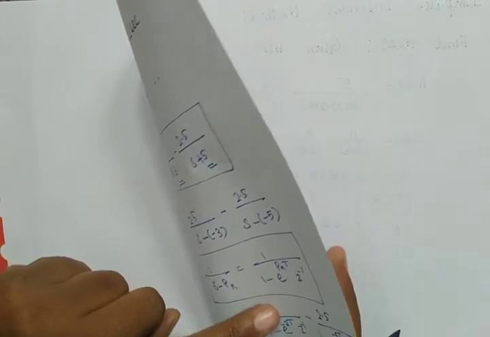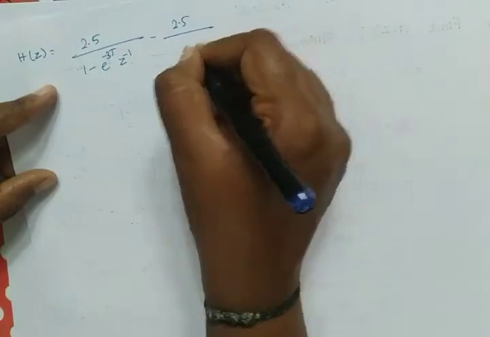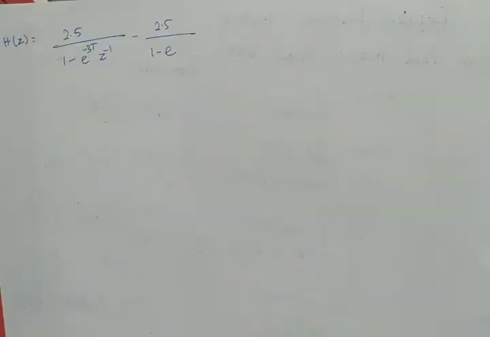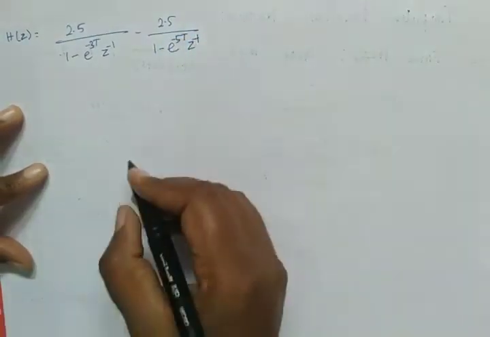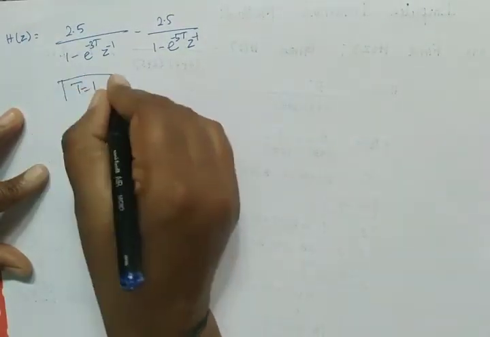So what we found is H of z, which is equal to, let us copy from that: 2.5 divided by 1 minus e power minus 3T z inverse, minus 2.5 divided by 1 minus e power minus 5T z inverse. Now we know that T is equal to 1. In the question they have given T is equal to 1 here. So we have to substitute.